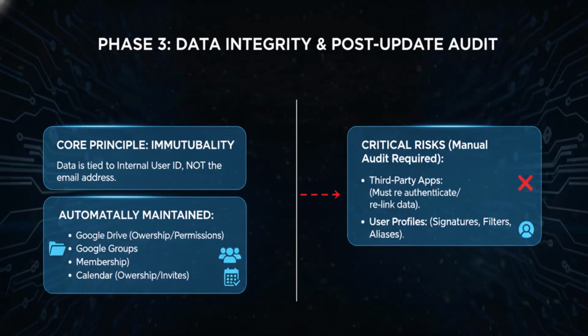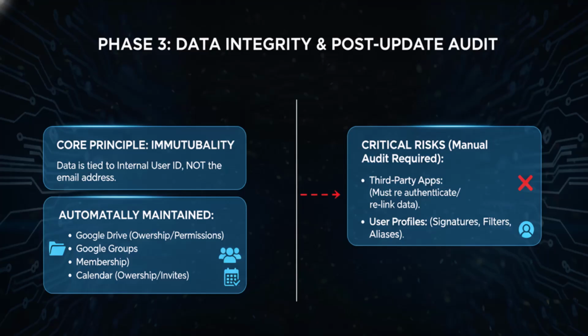We enter Phase 3, Verification and User Assurance. The first question every single user asks is, "Did I lose my data?" Our core principle here is immutability. We explained to users that their data is tied to an internal user ID, not the email address. This means that when we change the email from A to B, all their existing data and permissions follow automatically.